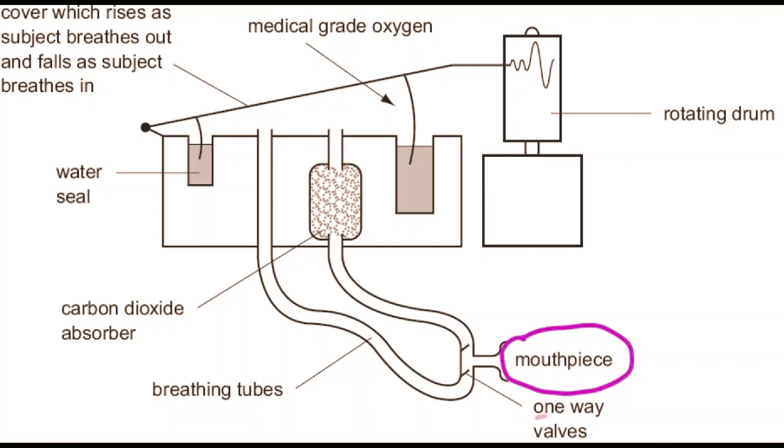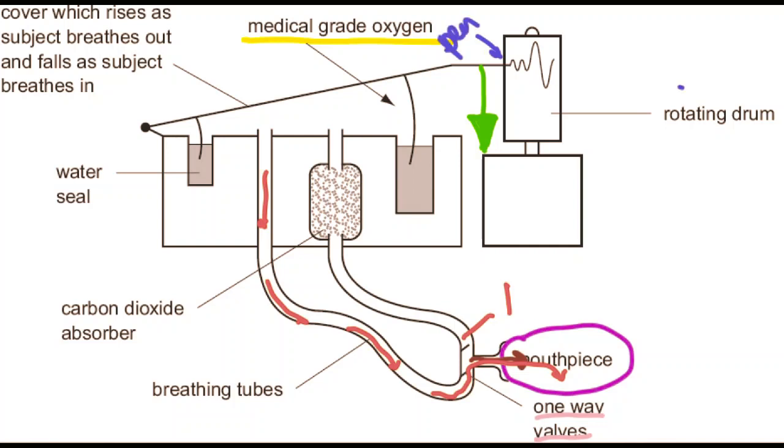There are one-way valves which prevent the air from moving in both directions, and they control the one-way traffic of the air. Once the air is sucked in during inhalation, the one-way valve at position 1 closes due to change in pressure, and the air moves all the way through this breathing tube into the person's lungs. There is medical grade oxygen filled into the chamber, and this chamber moves down. Once this chamber moves down, the pointer with a pen draws a graph on the rotating drum.